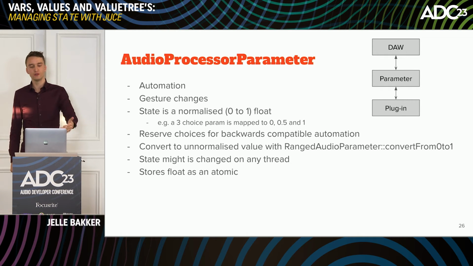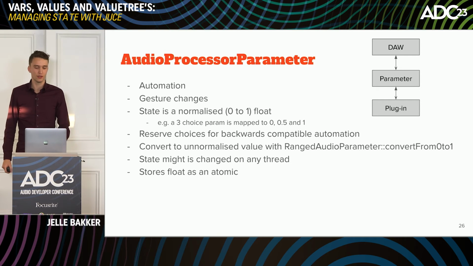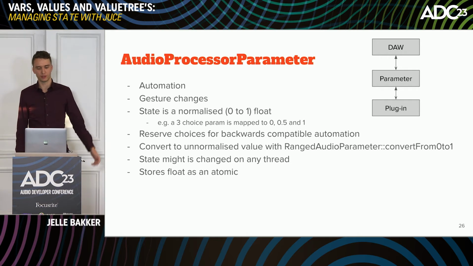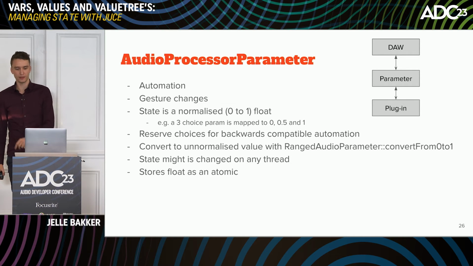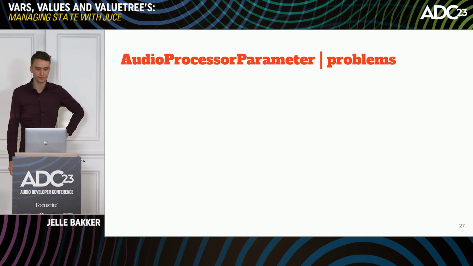You can safely use the value from a parameter on the audio thread because it will be stored in an atomic in the concrete implementations of the parameters. So you have these parameter float, choice, bool, and int, and they will internally store an atomic. So you can safely use those values on the audio thread.